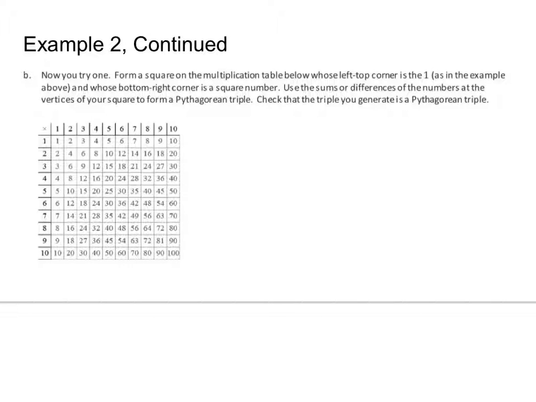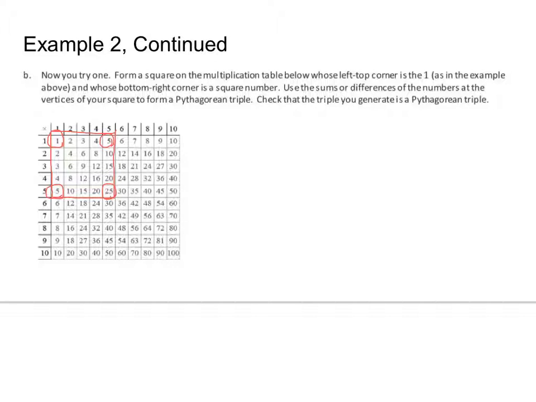Form a square on the multiplication table below, whose left top corner is 1, as in the example, and whose bottom right corner is a square number. Doesn't matter what, just find a square number. So I'm going to grab these. Okay? And I'm going to circle the corners, just like the previous example.